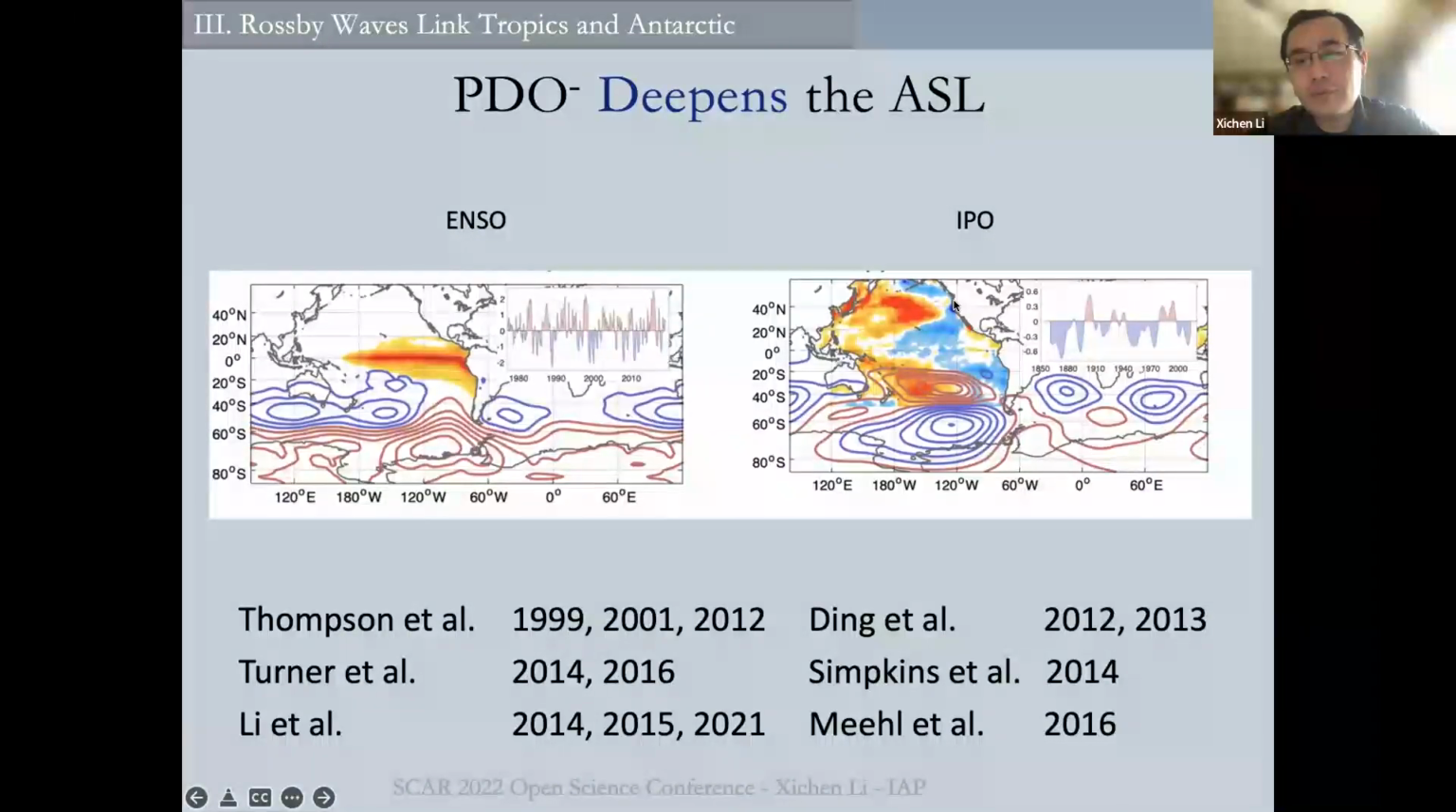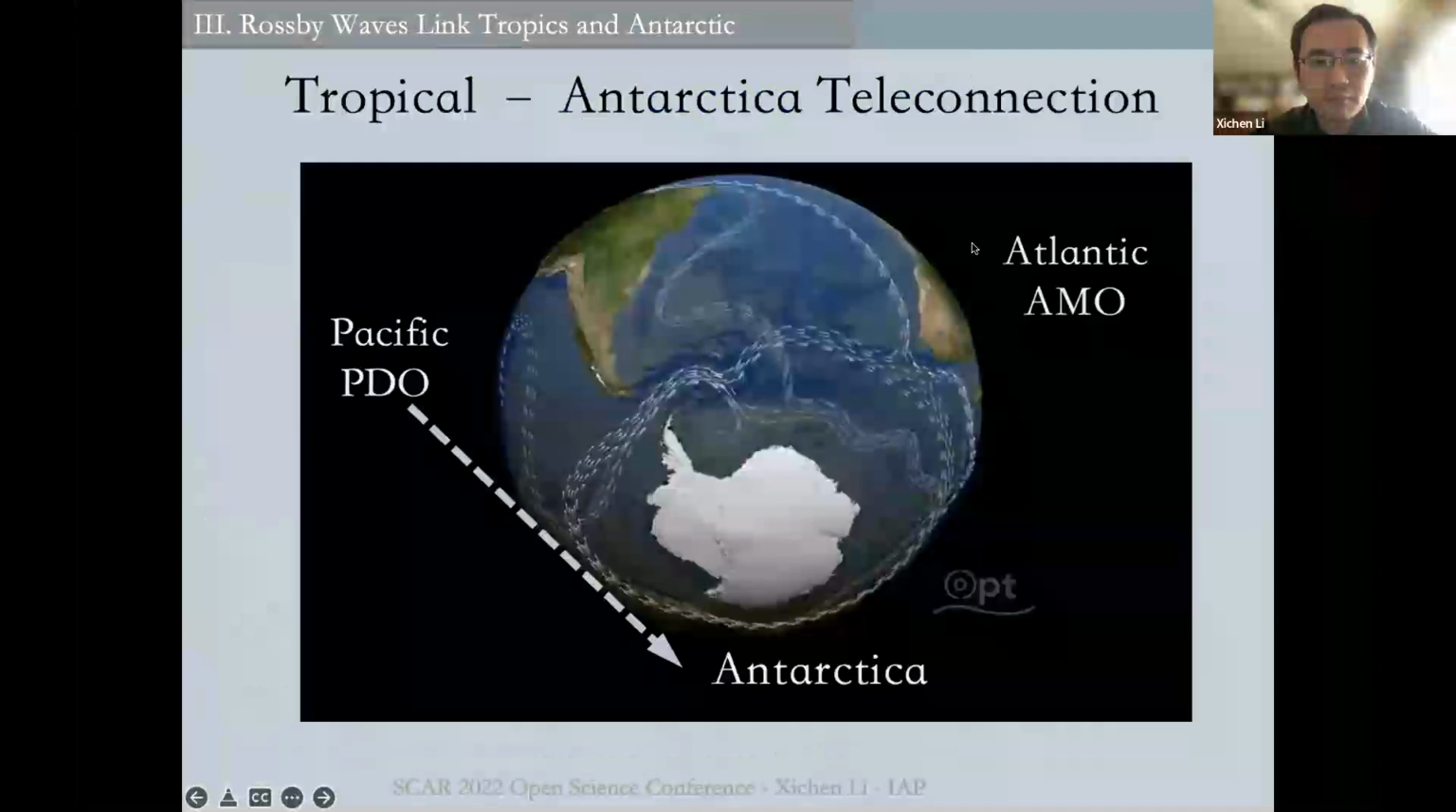So in the past 20 years, we experienced a negative phase of IPO, meaning that the tropical eastern Pacific surface temperature has decreased. So the teleconnection generated by the negative phase of IPO is just the opposite to the positive PSA mode. The circulation around the Amundsen Sea area has decreased. The Amundsen Sea low has been deepened by the negative phase of IPO.